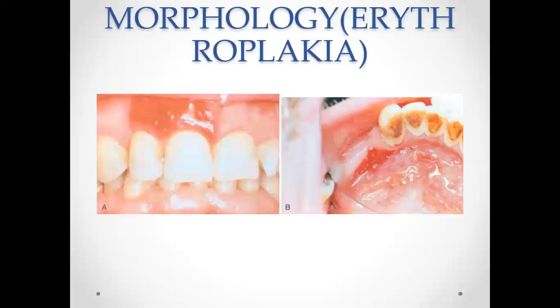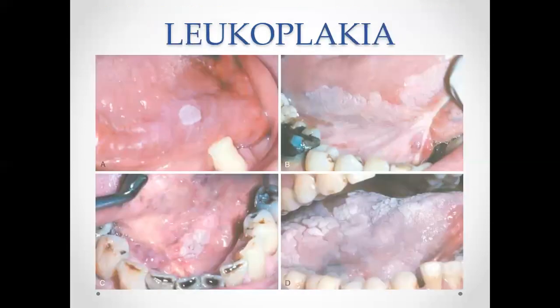So this is the gross appearance of erythroplakia, red velvety thickenings of the mucosa of the oral cavity. And this is leukoplakia. So you can see the white appearance, fluffy white patch or plaque that cannot be scraped off and that cannot be characterized by any other disease.